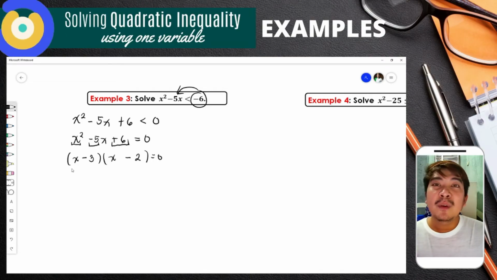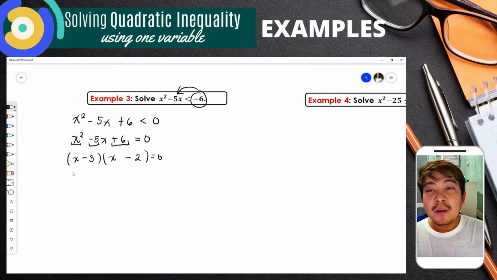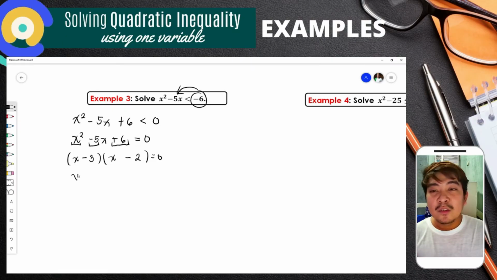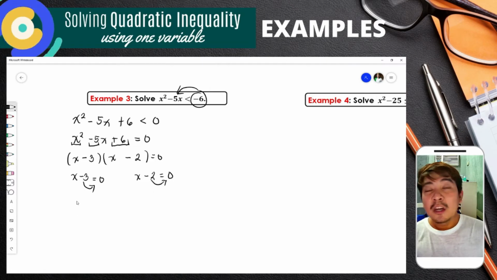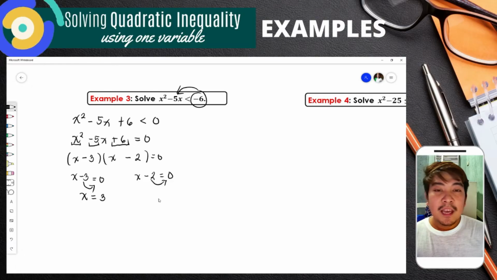Since it is already in factored form, we will be using the zero product property. We will be equating both factors to 0. So x minus 3 equal to 0, and then x minus 2 is equal to 0. Let us transpose negative 3 and negative 2 to the other side of the equation. So the first value of x is positive 3, and the other value of x will be positive 2.